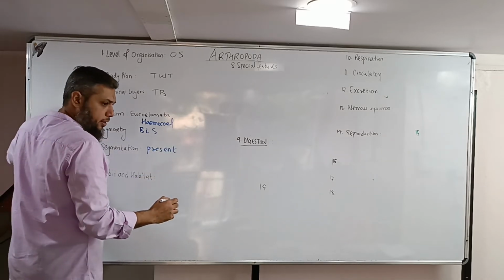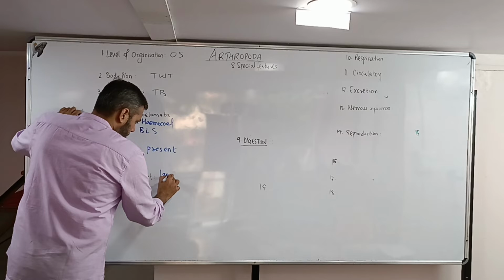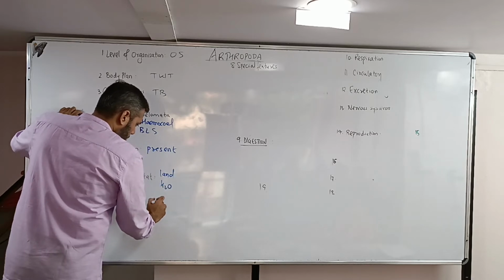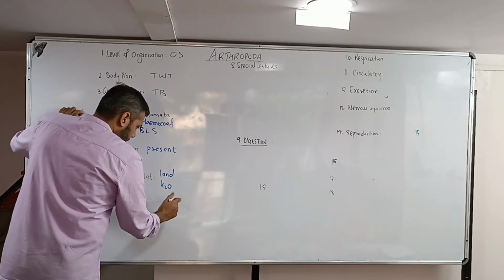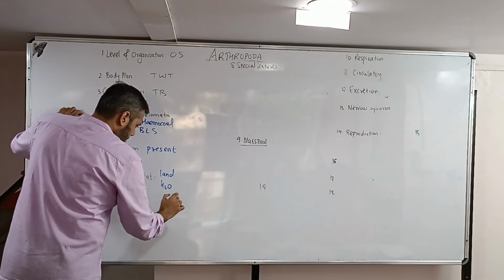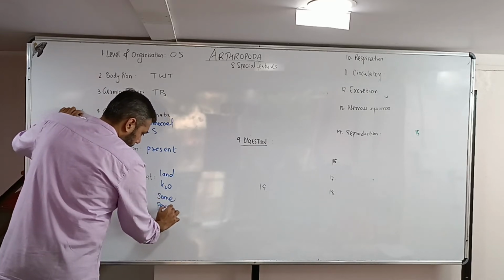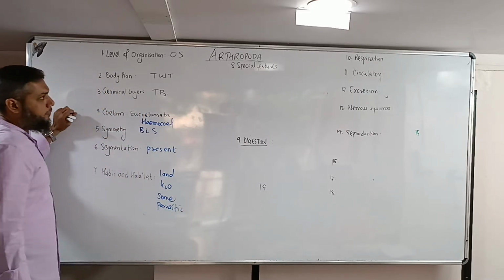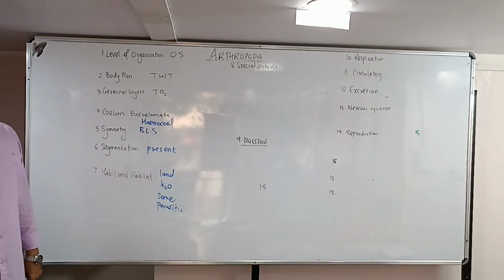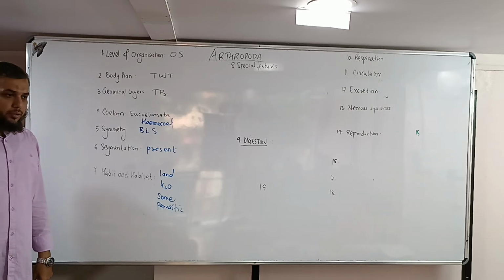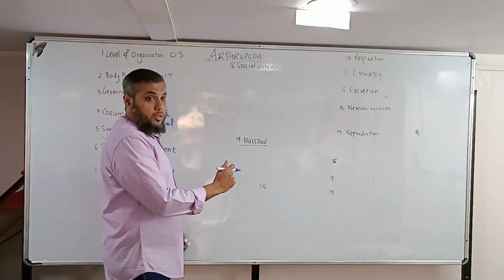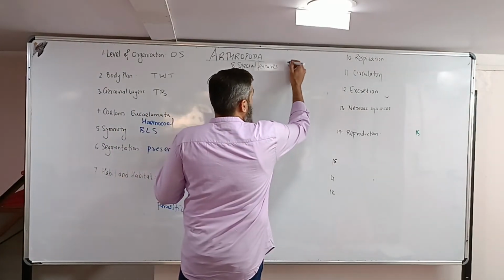Habit and habitat. You find them on land. You find them in water. You find them in trees. You find them here, you find them there. Some of them are even what? Parasites. Clear everybody? Special features. Most of it you know. You know why?